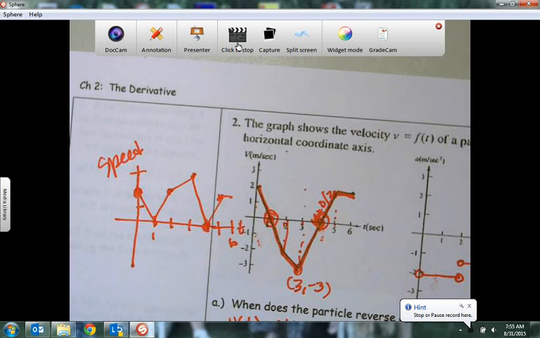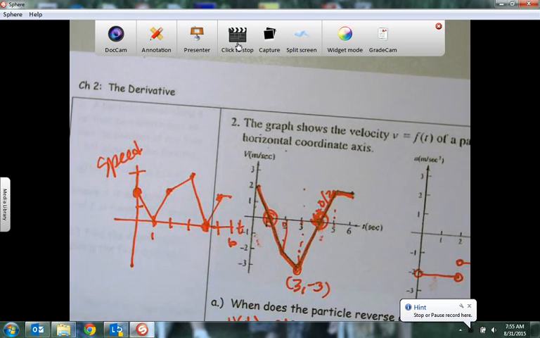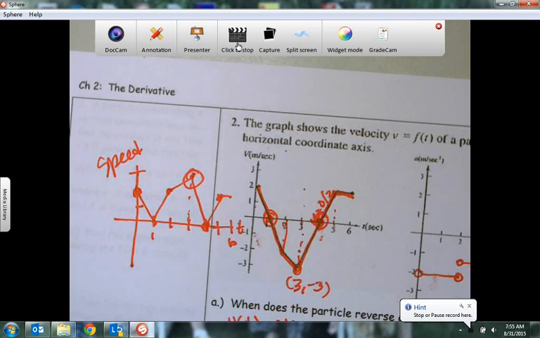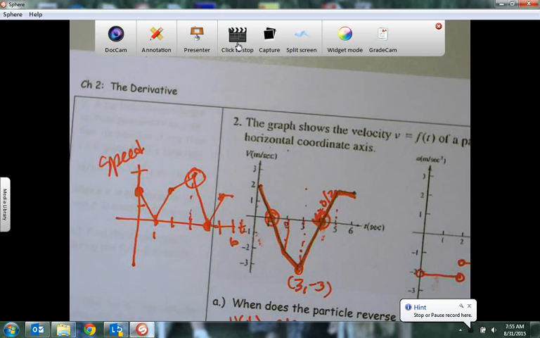So when is the speed greatest? Right there, which happened at time equals 3. And it looks like that's in seconds.